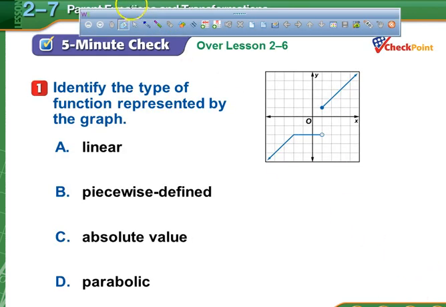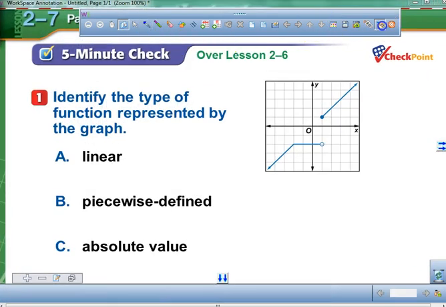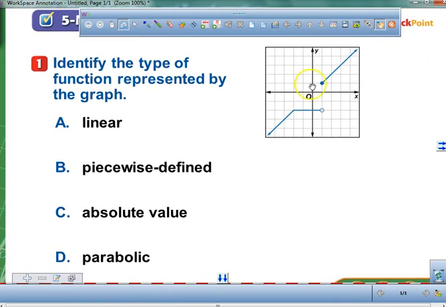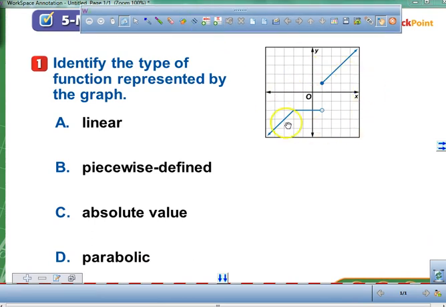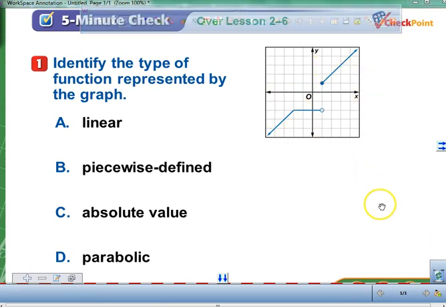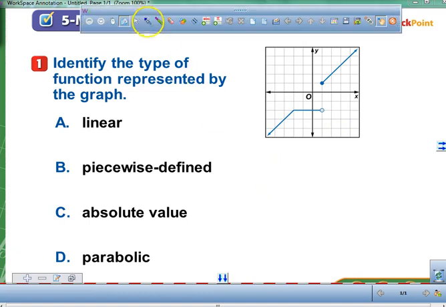What I want you guys to do right now is take a look at this and ask yourself, if I wanted you to identify what this was representing, okay? If you had a multiple choice test like this, what best defines what's happening right here? Raymond. It is piecewise defined. Okay?